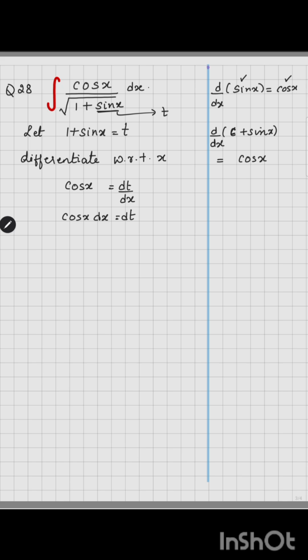So for that reason, we will take the entire denominator, 1 plus sin x, equal to t, so that we can solve the sum easily. Now this implies integral of t in the numerator and square root of t in the denominator. So this implies integral of 1 by square root of t dt. Now 1 by square root of t can also be written as t to the power minus 1 by 2 with respect to t.